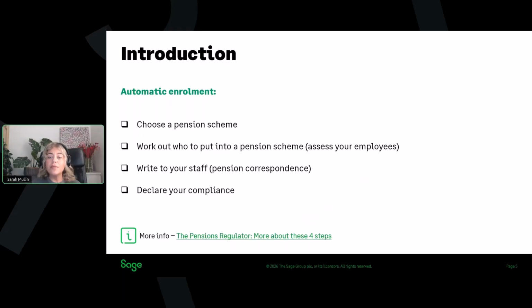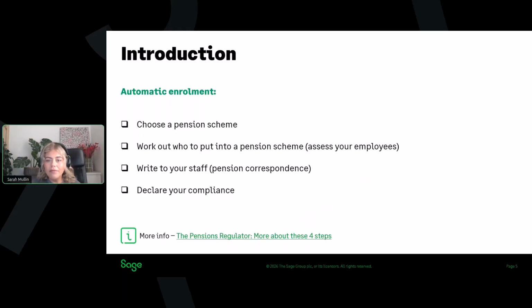Next, you'll work out who needs to be put into the pension scheme, so actually assessing your employees and checking who is eligible for automatic enrolment. That's where the pensions module and the pension assessment comes into play. You've got writing to your staff. You must write to your employees to explain how auto-enrolment is going to apply to them specifically, and that's what we call sending pension correspondence. We will take a quick look at that later on in the webinar.